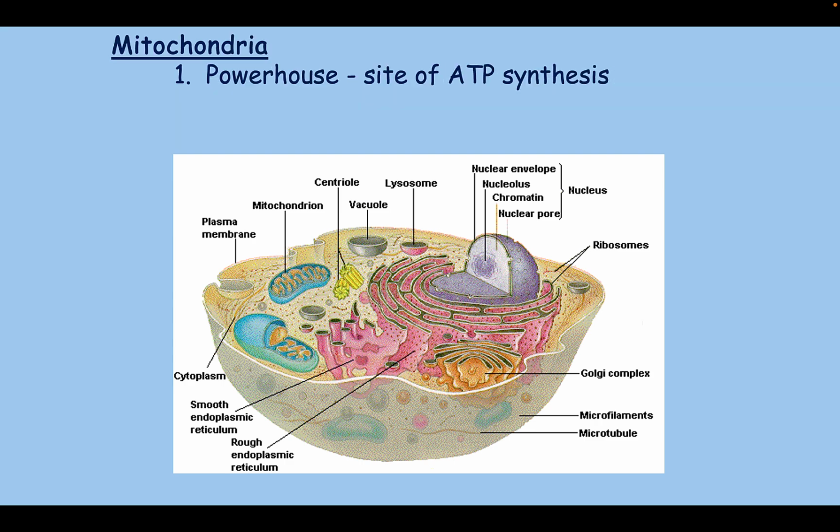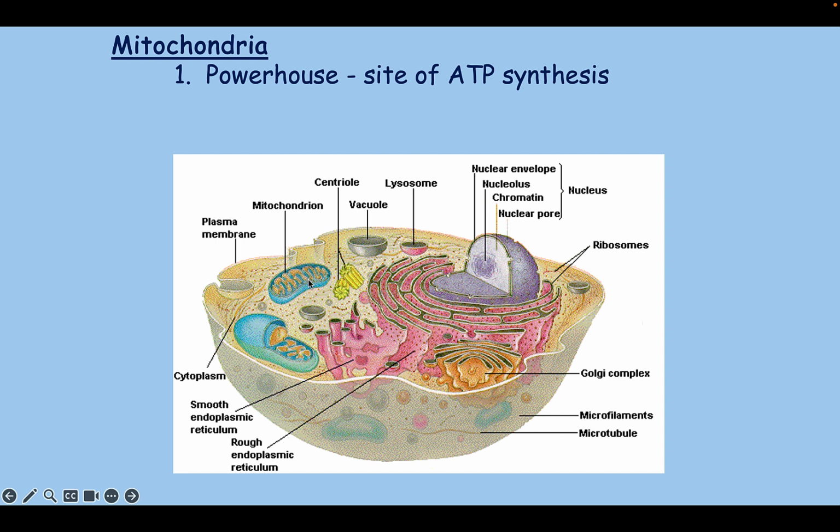Now, a very, very important organelle is our mitochondria. This is where we make ATP. Need to write this down. Make sure that you know it. ATP is the energy currency of the cell. Again, ATP is the energy currency of the cell. And ATP is made inside of the mitochondrion.